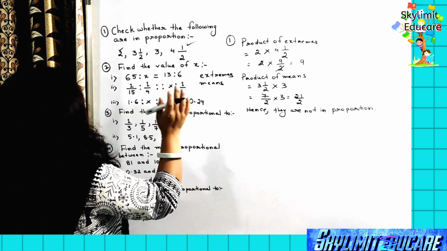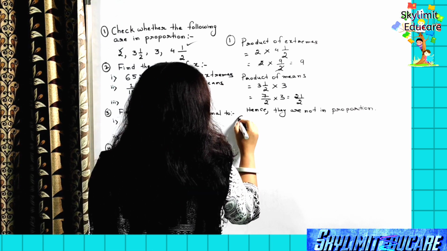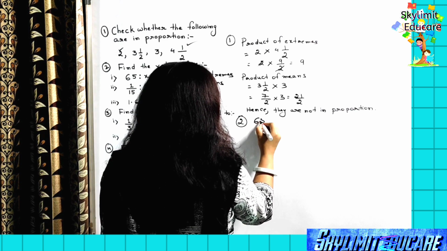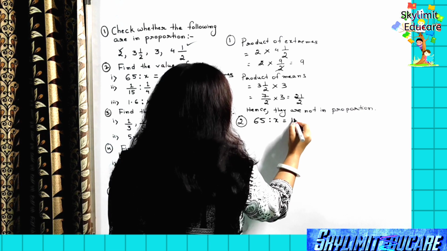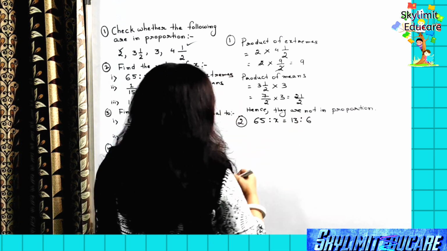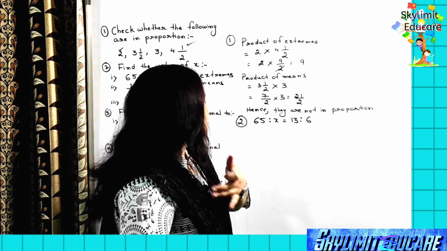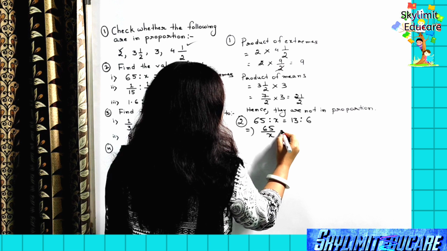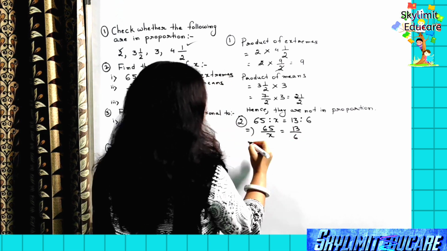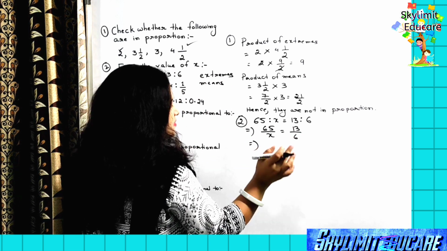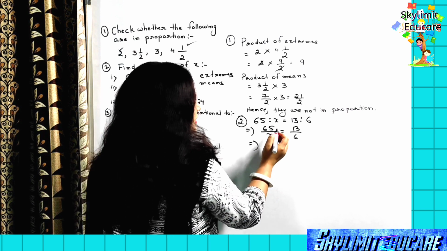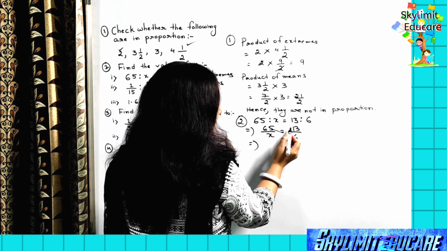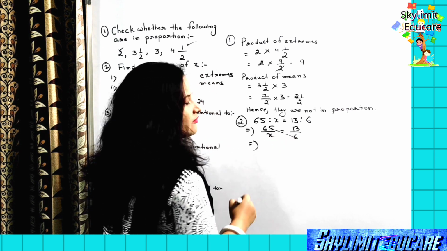Find the value of x. So question number 2, you have to find the value of x. As you can see here, 65 is to x is equal to 13 is to 6. So this can be written as 65 by x is equal to 13 by 6. So how to find the value of x? If you remember, in your 6th class you have read cross multiplication. This is the complete pair and this is the incomplete one, because we don't know the value of x.